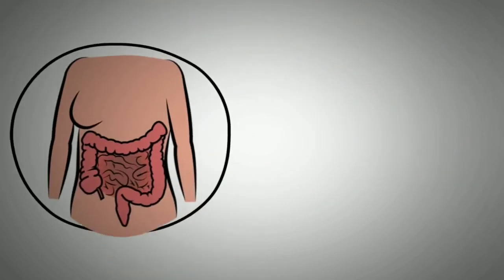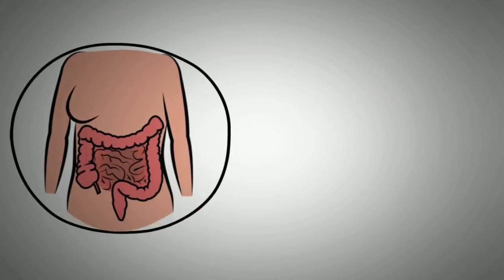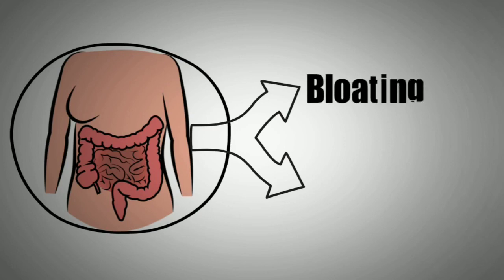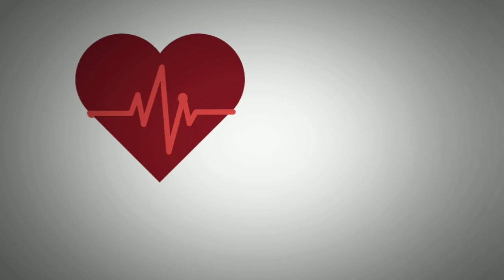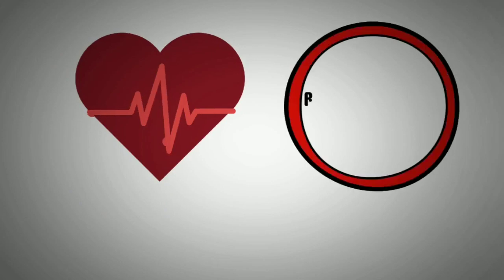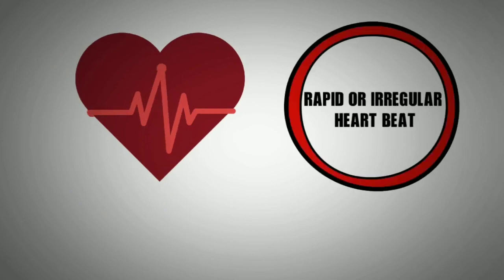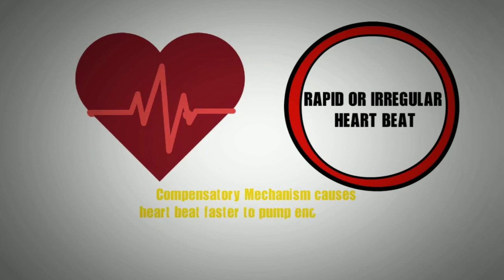The symptoms associated with the GIT in the problem of CHF are: first, bloating, second, nausea, and third, loss of appetite. And we discuss the symptoms regarding the CVS, the cardiovascular system. Rapid or irregular heartbeat may occur. This is due to the compensatory mechanism which causes the heartbeat to become faster to pump enough blood to the body, causing a rapid or irregular heartbeat in case of low cardiac output.